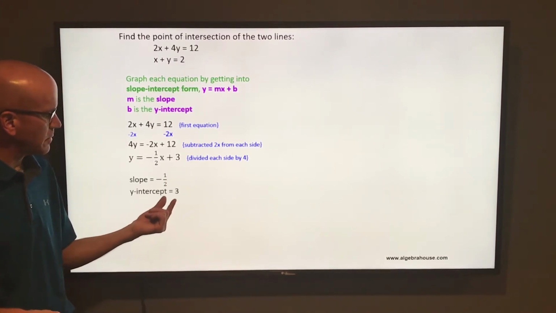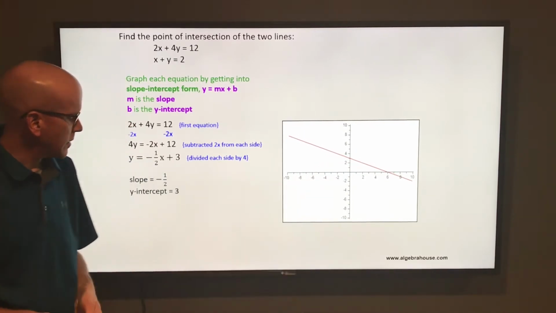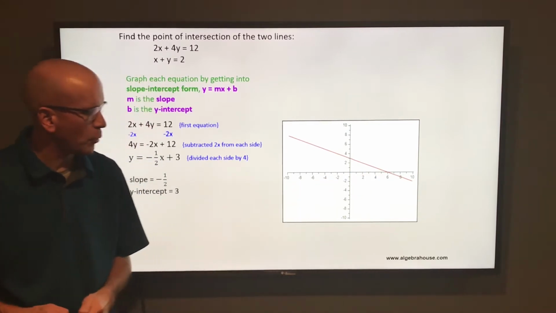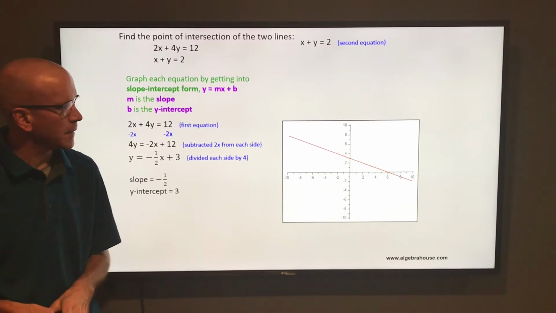So to graph that, you start with the y-intercept, put a point at 3 on the y-axis, and then from there, the slope is negative 1 half, so go down 1 to the right 2, put another point, and draw a line through those 2 points. That is the graph of 2x plus 4y equals 12.